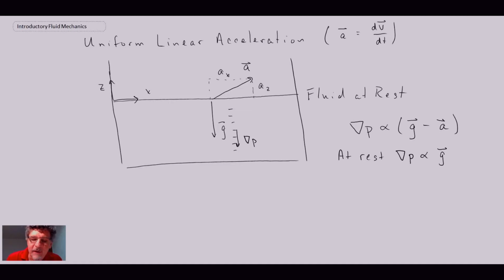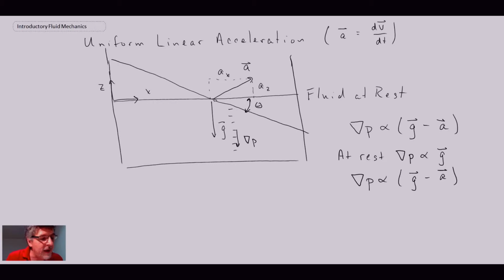When we add acceleration, things change a little bit. When we add acceleration, our fluid at rest is no longer a horizontal surface, but it might actually be an angled surface, which could look like this. So that's what happens when we have acceleration. And I will say that the angle of the surface becomes theta with respect to the horizontal. And looking at our relationship, we have the gradient of pressure is proportional to the gravity vector minus the acceleration vector.